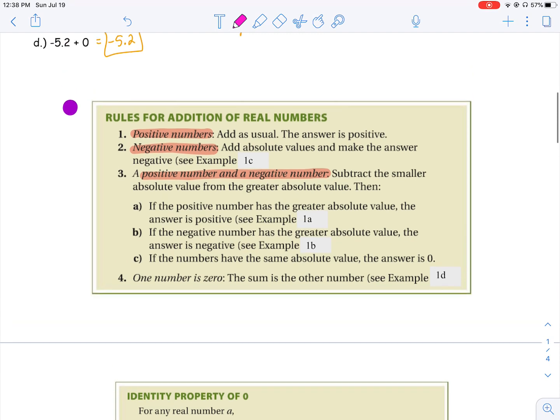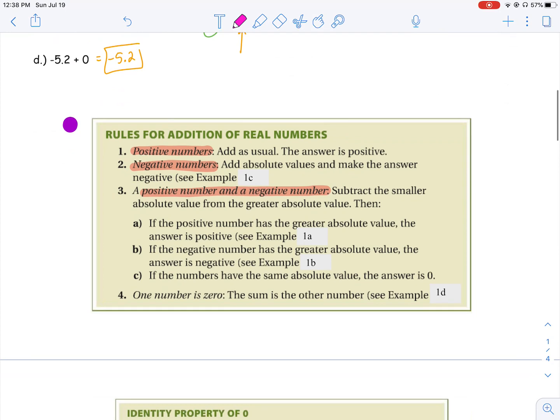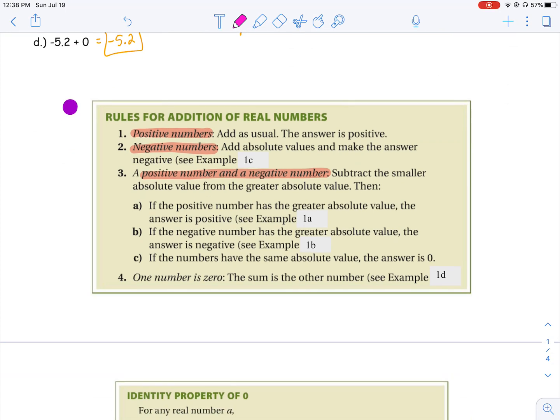For example, if you look at 1C, if I have a -4 plus a -3, you notice that they're both negatives. I can take 4 plus 3, which is 7, and then my answer is just negative. I have a -4, I'm getting more negative, so I should be at -7. So two negative numbers, add them together, and our answer is negative. Two positive numbers, we add them together, and our answer is positive.